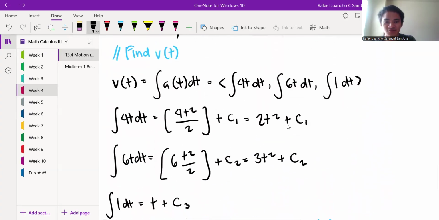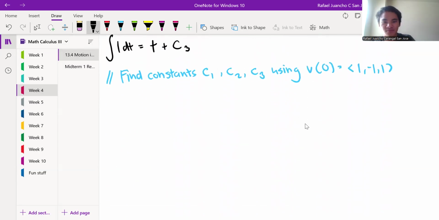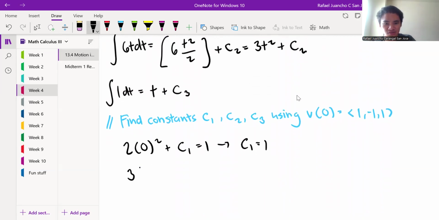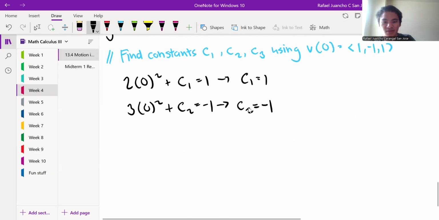So we have our function here, 2t squared plus c1. And we're going to say if t is 0, so 2(0) squared plus c1 is equal to 1. And this will tell me, okay, my c1 is 1, because this just becomes 0. Let's look at another one. 3t squared plus c2. So 3(0) squared plus c2 is equal to negative 1. So here we say that c2 is equal to negative 1.